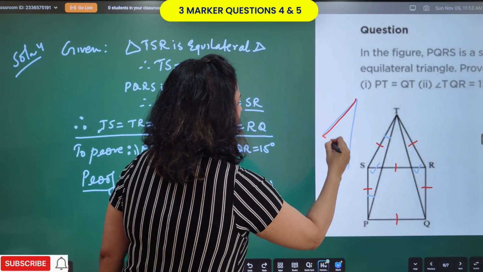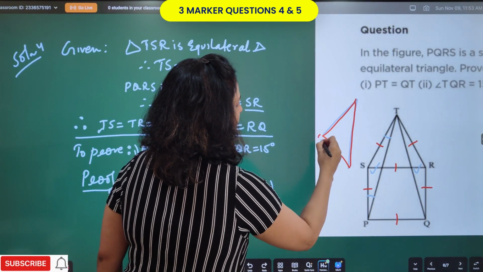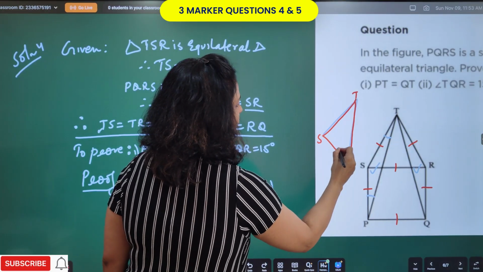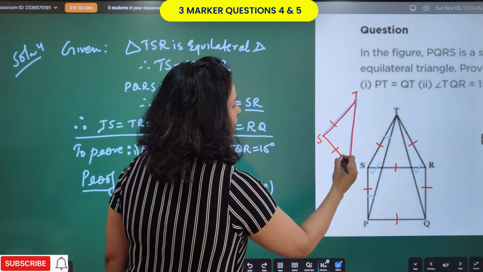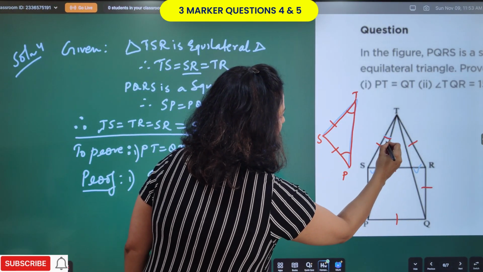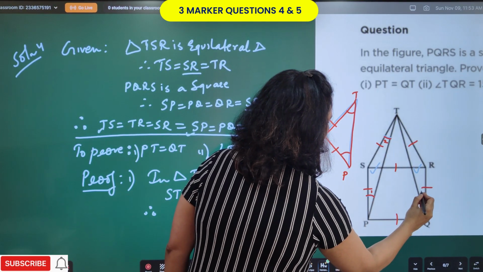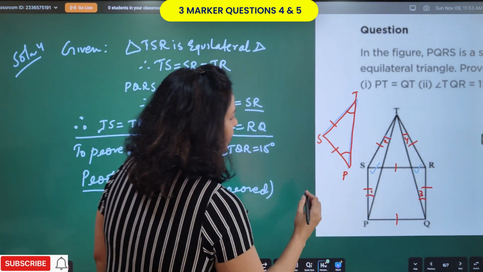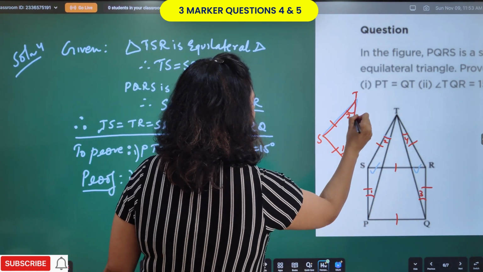So if you see, the triangle is something like this. So if we have this STP, and these 2 sides are equal, then the angles opposite to them are also equal. So let's make this angle 1, make this angle 2, here also we'll make this angle 3 and angle 4. So I can say that angle 1 is equal to angle 2.